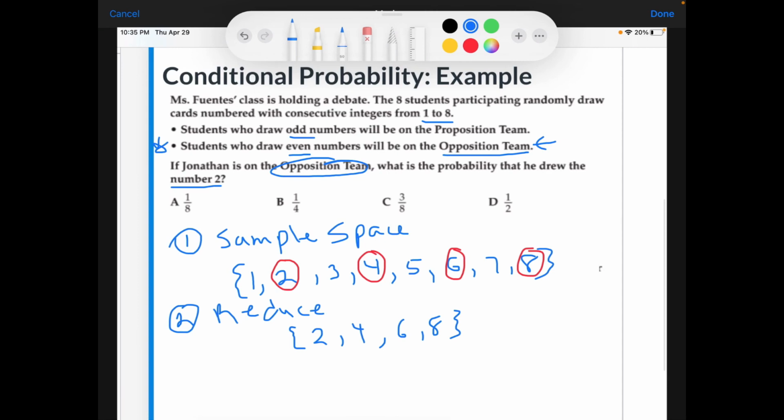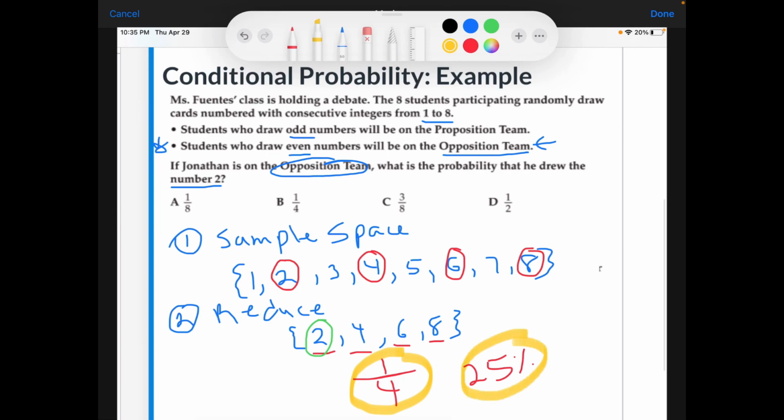So that reduces the sample space. And so now the total number at the bottom would be 4, right? Because we've got 4 different possibilities. But out of the 4, how many is the number 2? Well, just 1. So the probability of this happening would be 1 out of 4 chances, or about a 25% chance. All right.